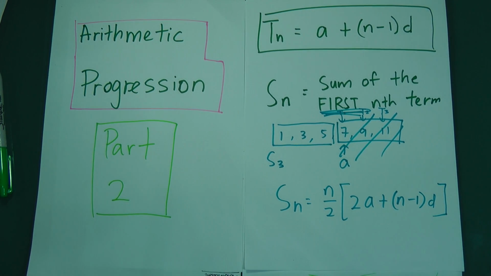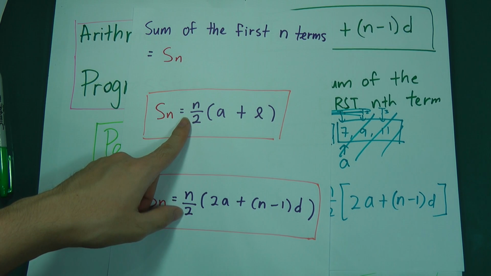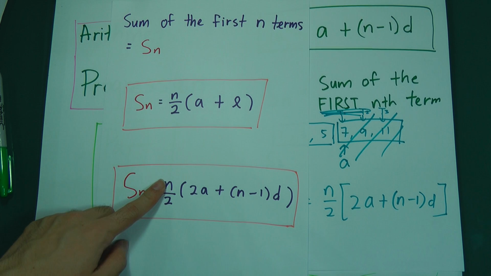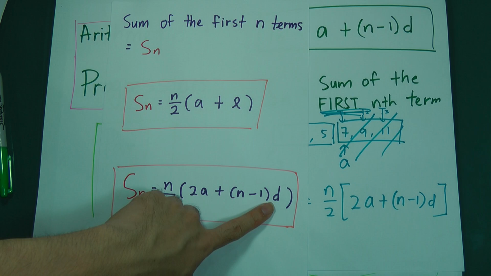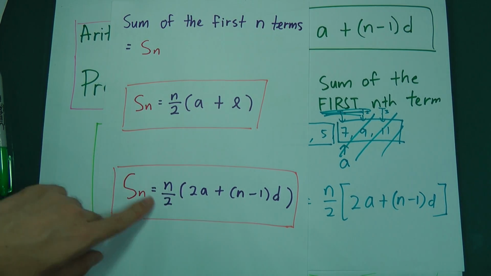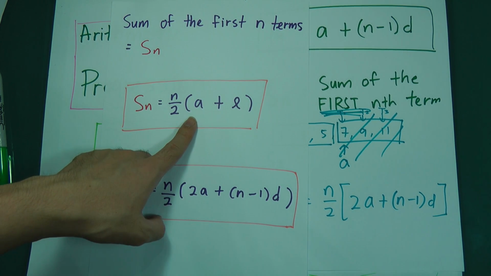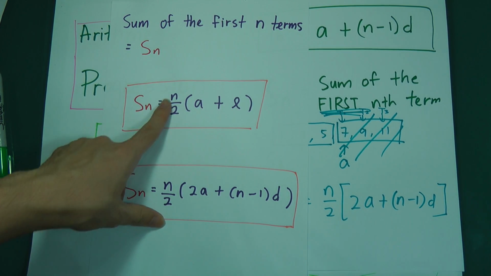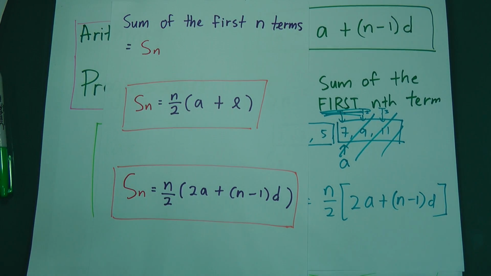Of course, for Sn you have another formula. This formula is actually totally the same as the previous one. The only difference is that sometimes the question doesn't give you the difference d. If you don't have d, you cannot use the previous formula, so then you can use this formula. You are familiar with n, the number of terms they want, and a is the first term.